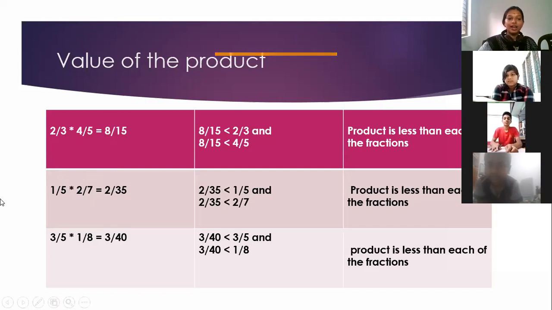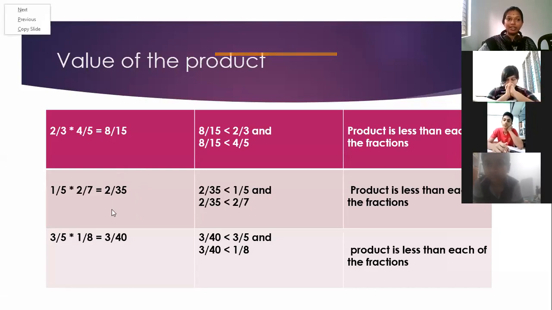So we can say that in the case of 2 by 35, 35 is a large number compared to 5 and 7. Among those 35 portions, we are choosing only 2 portions, so that should be a very small number. Or otherwise, you can divide to get the accurate value.